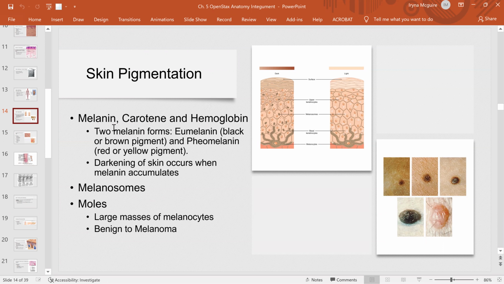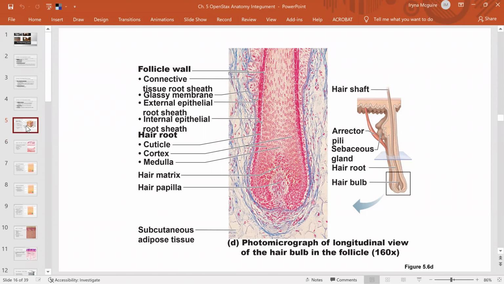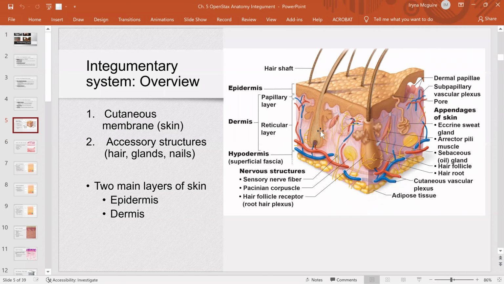Now let's look at the structure of hair. Hair grows from the hair follicle, and the hair follicle is located in your dermis, right? So let's just for a second go back over here, so you can see where this hair follicle is located. So you see that's a hair follicle, and you can see it's in the dermis, and the hair is growing from the follicle.